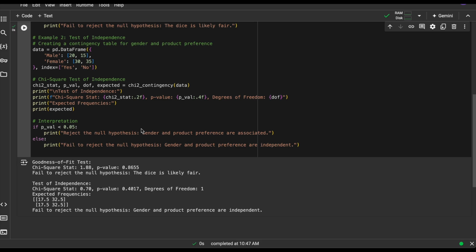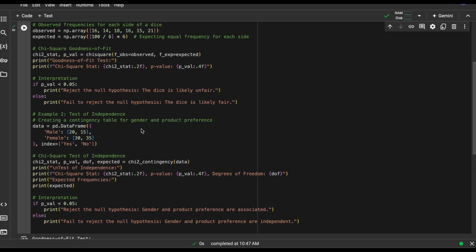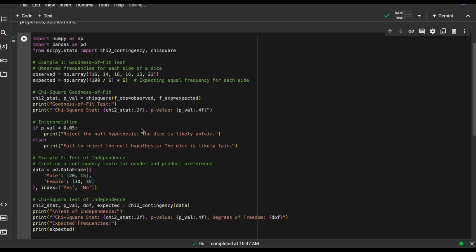The chi-square test fails to reject the null hypothesis, so gender and product preference are independent. For this chi-square, we take the degrees of freedom as 1. We can also take the degrees of freedom as 2 or 3.